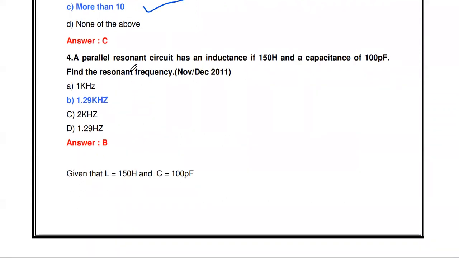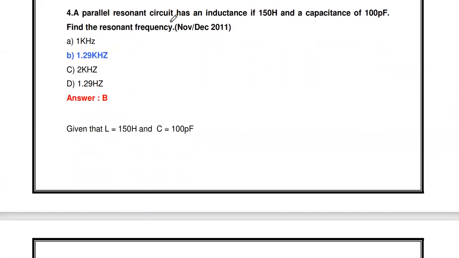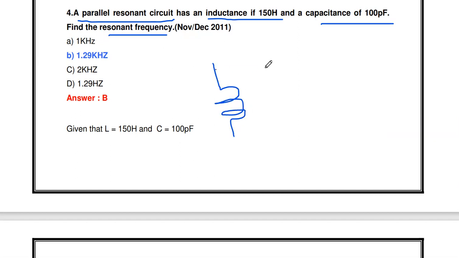The next question is an important 2-mark problem. A parallel resonance circuit has inductance of 150 Henry and capacitance of 100 picofarad. Find the resonant frequency. This is a November-December 2011 2-mark question. Parallel resonance means one inductor and one capacitor connected in parallel. For this circuit, the inductor value L is given as 150 Henry, and the capacitor C is given as 100 picofarad.